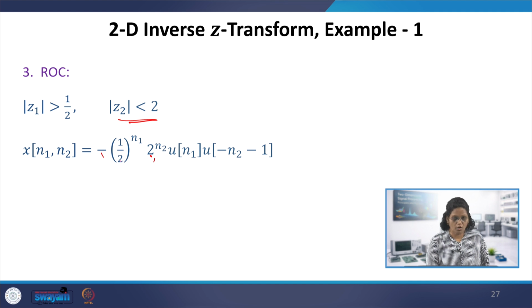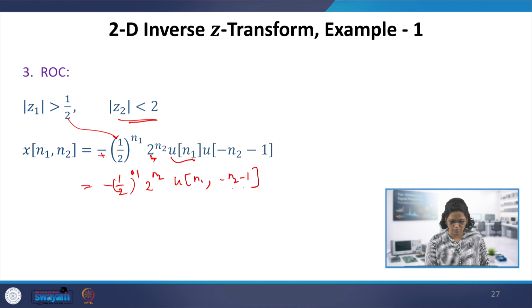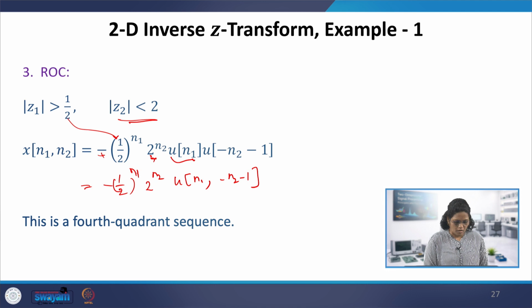So minus 2, (1/2)^n1 is this case, and u[n1] is coming from |Z1| greater than 1/2, and if it is less than, so minus 2^n2 and u[-n2-1]. So this can be written like (1/2)^n1 2^n2 u[n1, -n2-1]. So this is the next sequence, the third possible sequence from it. And this is the fourth quadrant sequence. You can see that n2 is negative where n1 is positive. So this is the fourth quadrant sequence.